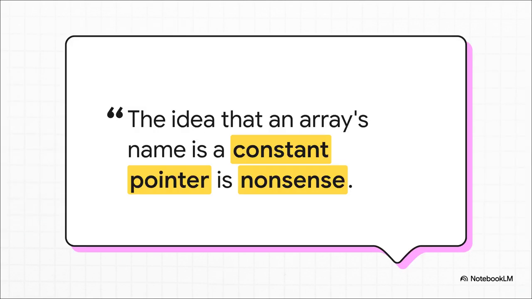Okay, before we wrap this up, let's just quickly bust a really common myth. You'll hear this all the time, that an array's name is just a constant pointer. But as the source material bluntly puts it, that's just nonsense. A real pointer is a variable. It has its own space in memory to hold an address. An array name doesn't. It's just a label, a name tag for the starting address of that block of memory.